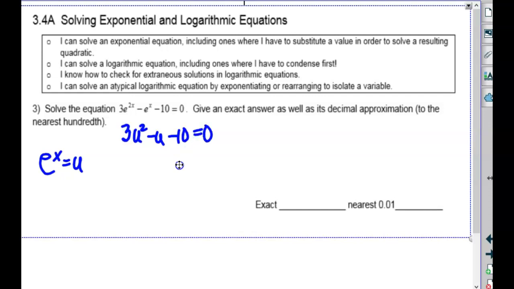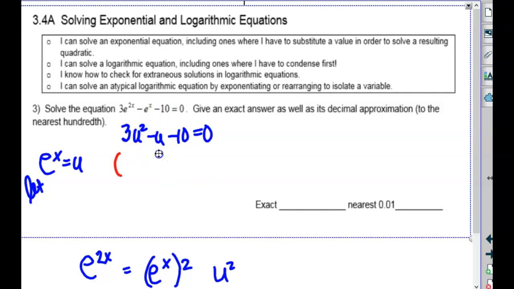Are you okay with that step? Not really? Okay. Yeah. e to the 2x is the same as e to the x squared because we're multiplying, right? So if we let e to the x be u, this would become a u squared. And then the e to the x in the middle is just a u. Okay.